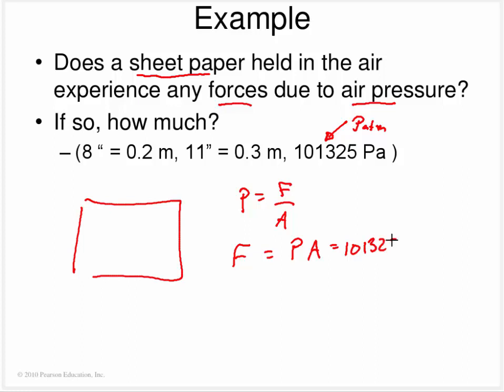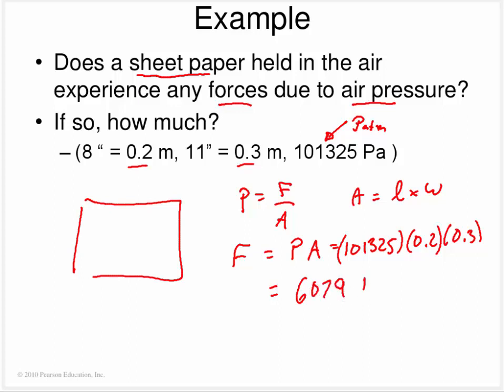So 101,325 multiplied by the area, where the area is simply equal to the length times the width. Length is 0.2, the width is 0.3. Let's go ahead and type this in, and we get a force of 6,079 newtons. And as you think about it, that's a pretty big number. So the forces are relatively large.